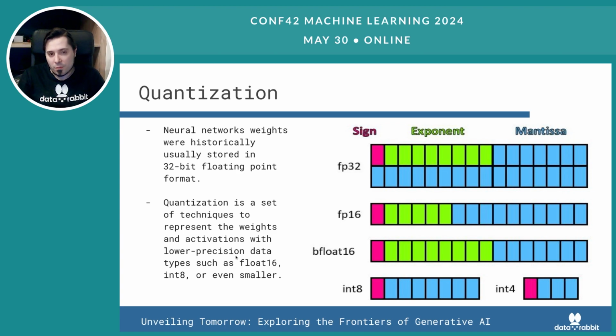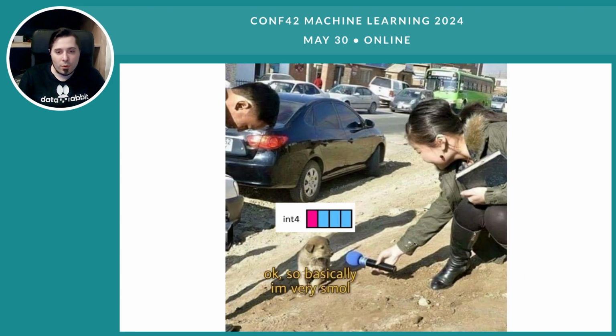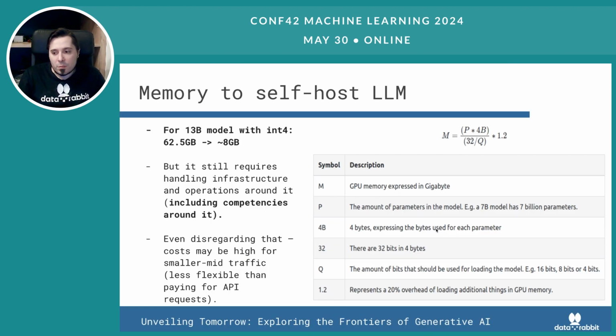For example, quantization. Historically, neural network weights were stored in 32-bit floating point format. Quantization is simply a set of techniques to put those weights into formats with lower precision, such as float-16, int8, int4, even smaller ones. There are benefits to that. Basically, the amount of memory is reduced.